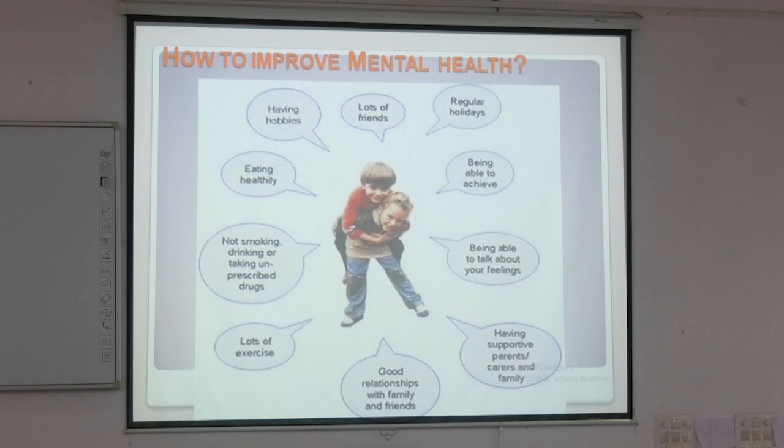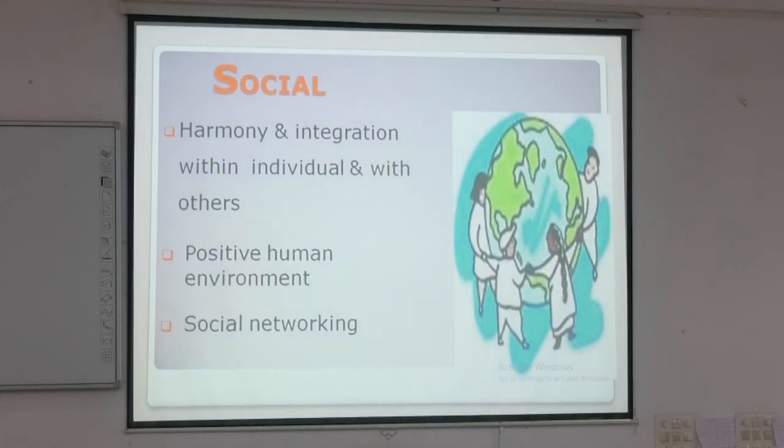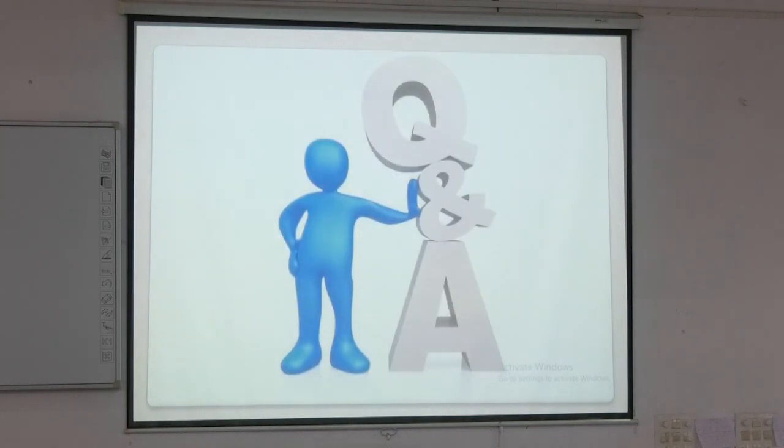This is how you can keep your mentality in position, because the line of sanity and insanity is hazy. Anyone can cross over that line without knowing anything. Okay, what is social? Harmony and integration within individual and others, positive human environment and social networking. ঠিক আছে? এই অবধি পরিষ্কার সবার কাছে?